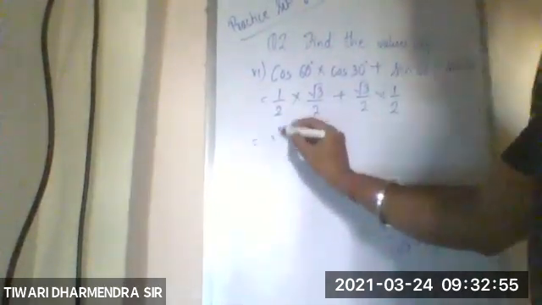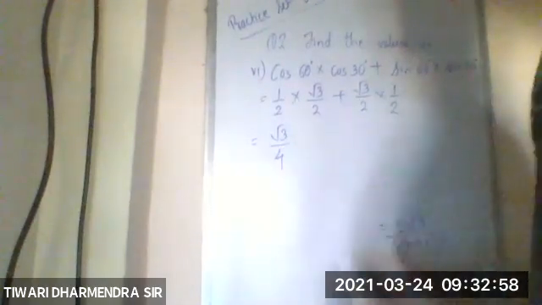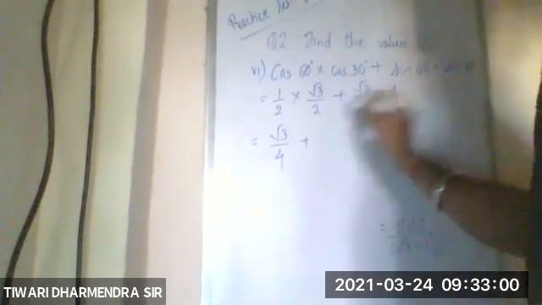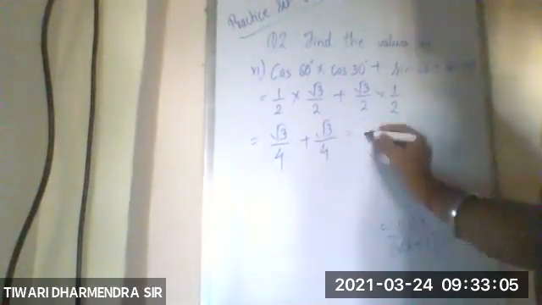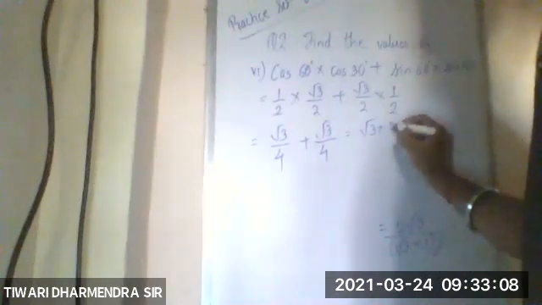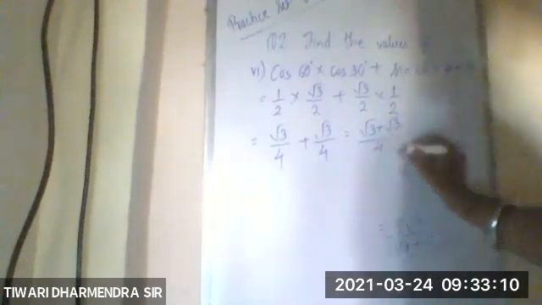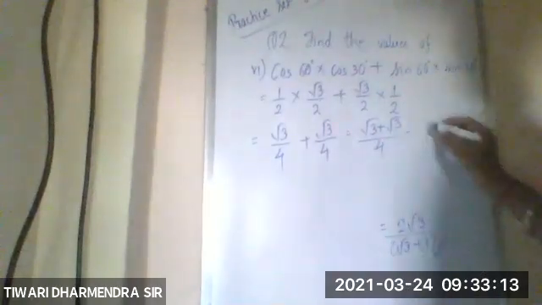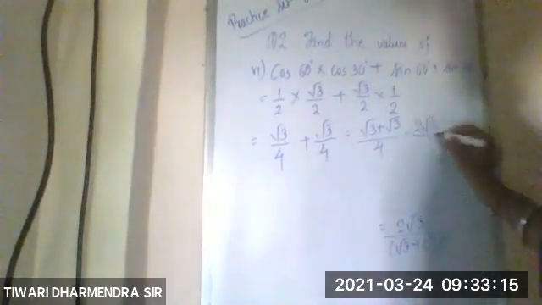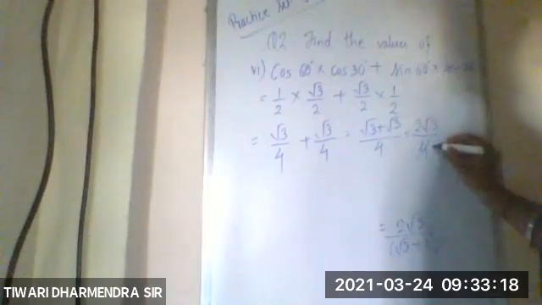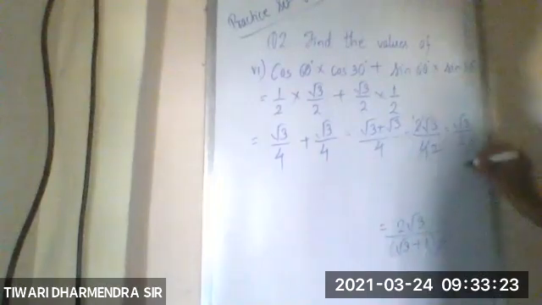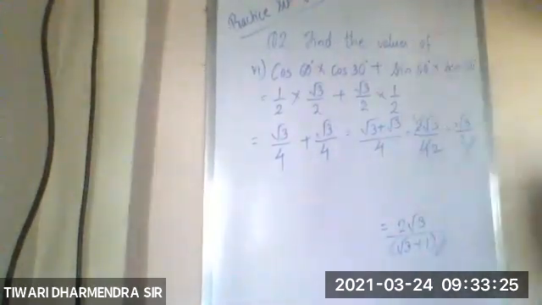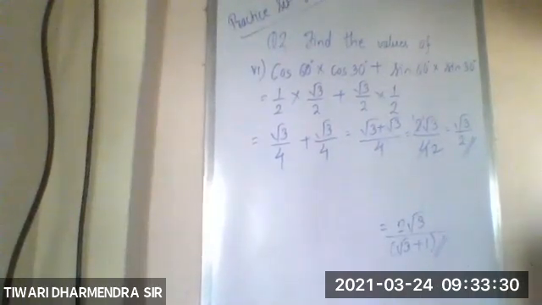Just multiply this: root 3 by 2 into 2 is 4, plus root 3 into 1 is root 3 upon 2 into 2 is 4. Since the denominator is the same, we can do the addition without any other calculation. Root 3 plus root 3 is 2 root 3, 2 root 3 upon 4. 2 2s are 2 1s are. So the answer is root 3 by 2. Root 3 by 2 is the answer. We are through. So we have completed question number 2 as well.